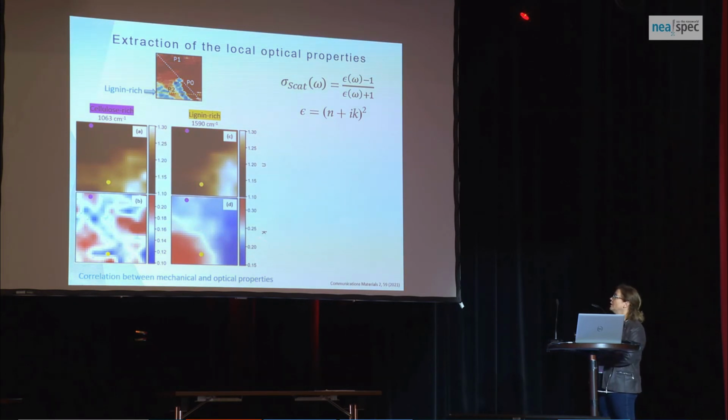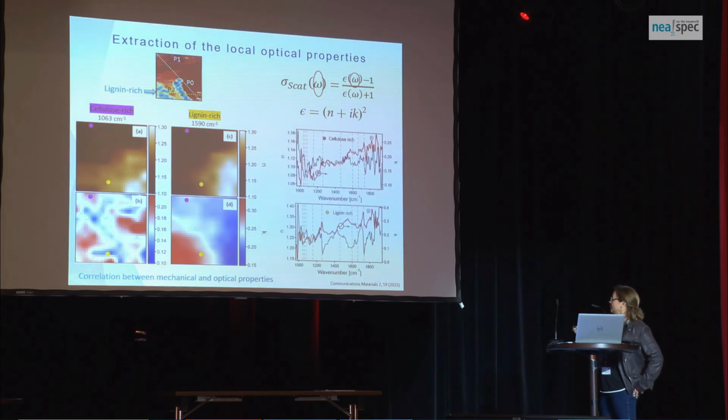And you see in the K mapping that we have a distribution from the cellulose and for the lignin that is different, completely different. And actually, the good thing was to see this mapping of K for the lignin that actually confirmed the mechanical images. So it's a good correlation between the mechanical and optical properties. Of course, since we acquired the hyperspectral, we also have the NNK of the cellulose-rich and lignin-rich region as a function of wave number.